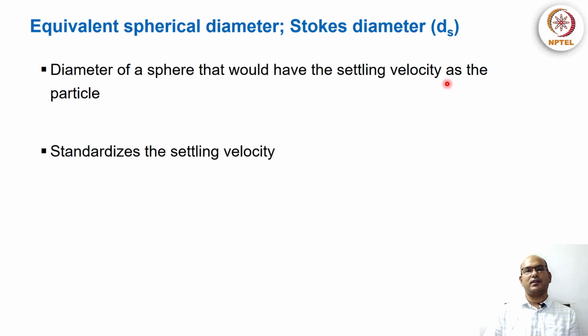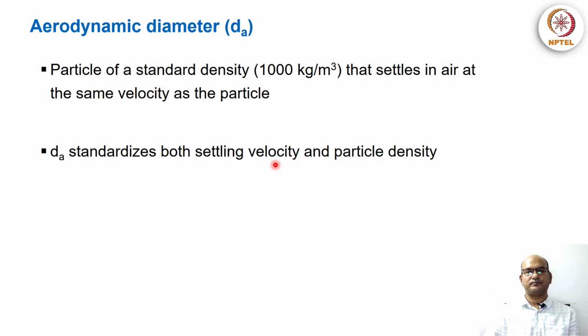The next is our Stokes diameter. It's also sometimes termed the equivalent spherical diameter. This is the diameter of a sphere that would have the same settling velocity as the particle. So our irregular shaped particle is settling down. The Stokes diameter would be the diameter of the sphere which will have the same settling velocity. So basically this standardizes how they settle, standardizes the settling velocity of the aerosol or the particle.